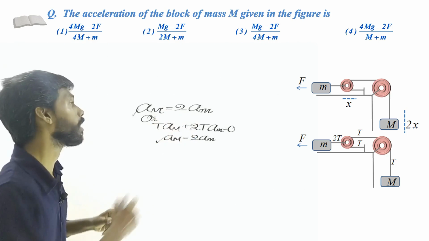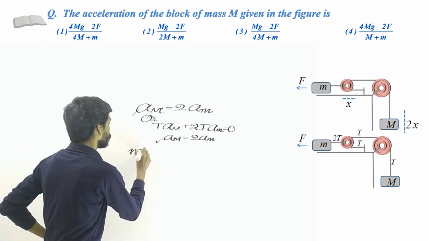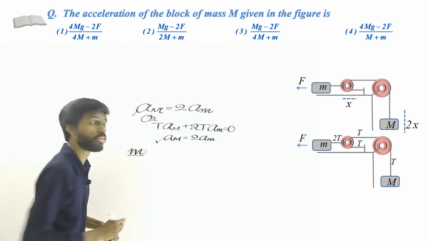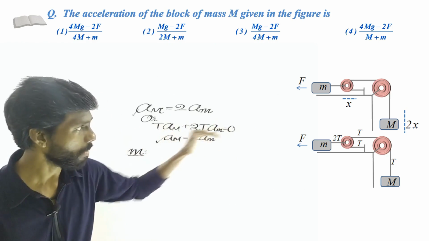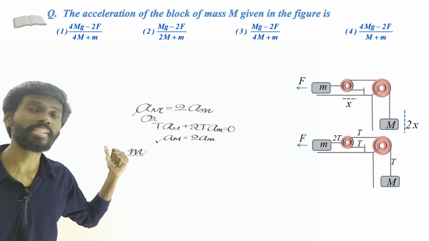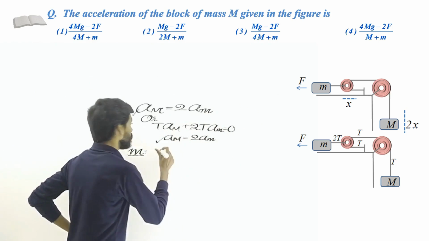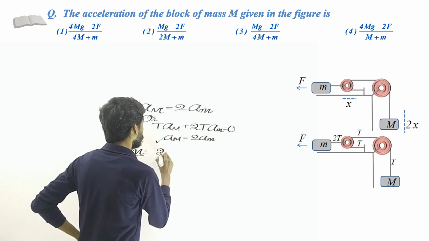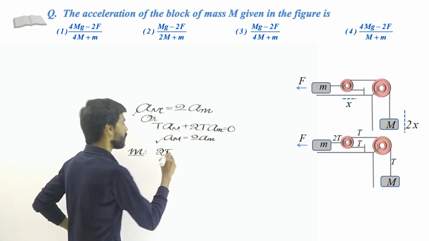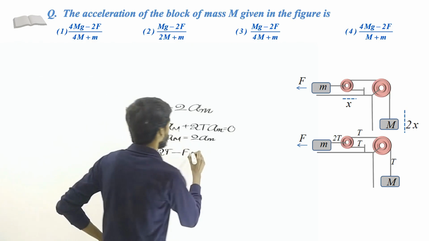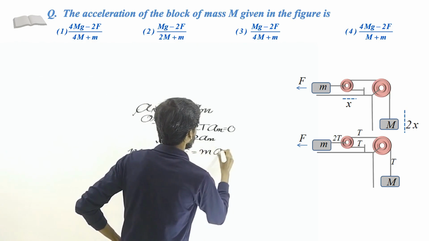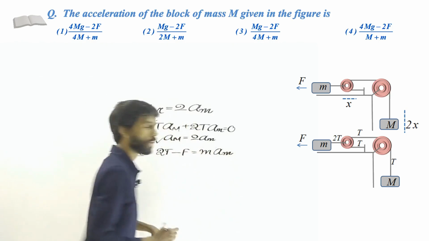Now let us write for the block of mass small m. What are the forces acting on the block? Tension in this direction, 2T, not T. So T plus T, 2T in this direction, and F is acting in the opposite direction. So we get 2T in this direction and minus F in the opposite direction. This is the total force, so that must be equal to mass times the acceleration, am. Okay, done.